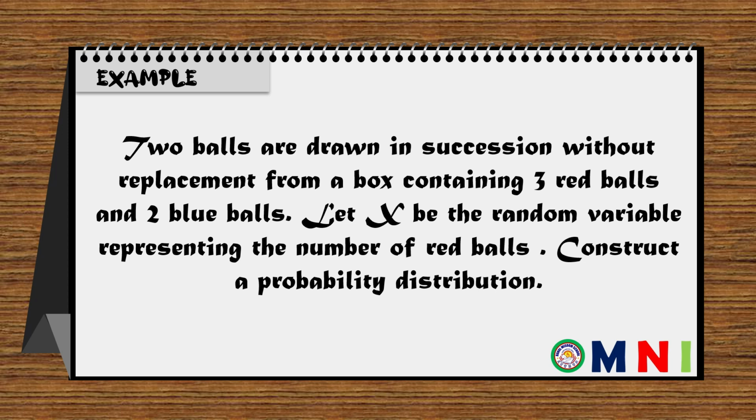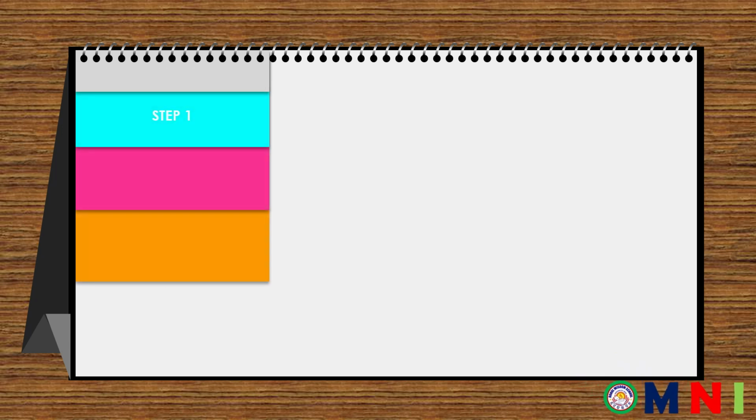Suppose we have this example. Two balls are drawn in succession without replacement from a box containing 3 red balls and 2 blue balls. Let x be the random variable representing the number of red balls. Construct a probability distribution. In constructing a probability distribution, we will follow the following steps.